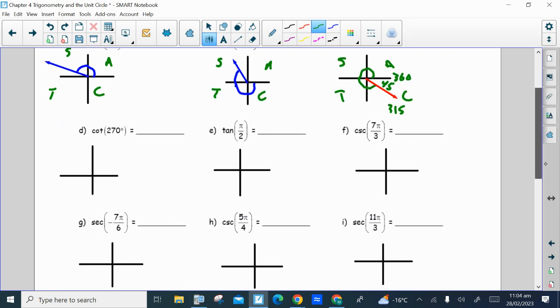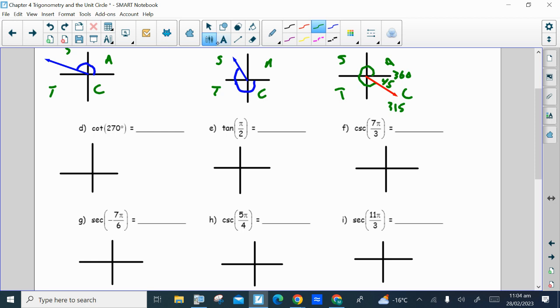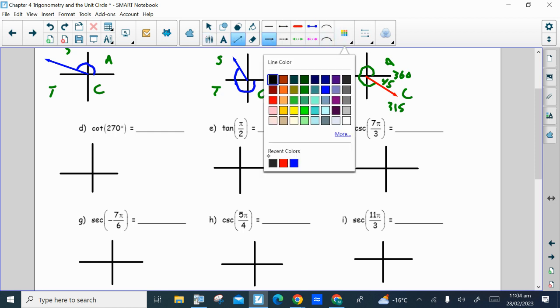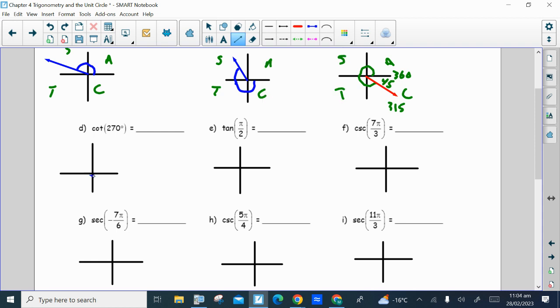Okay, so for the next one, the cotan of 270. Well, 270 degrees, we already know where that is on the unit circle. It's right there. And the coordinates there, remember, are 0, 1. The tangent would be 1 over 0, which is undefined. But the cotan would be the reciprocal. It would be 0 over 1, which is 0.